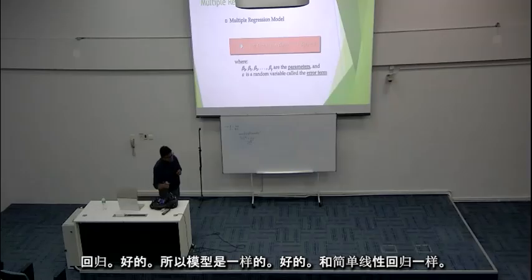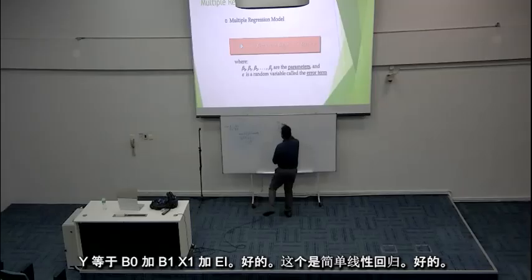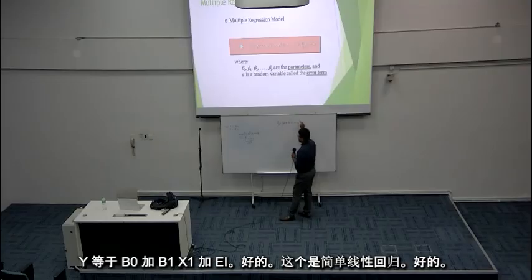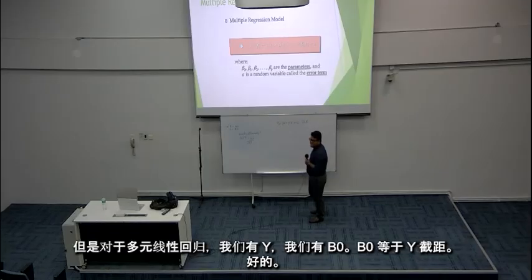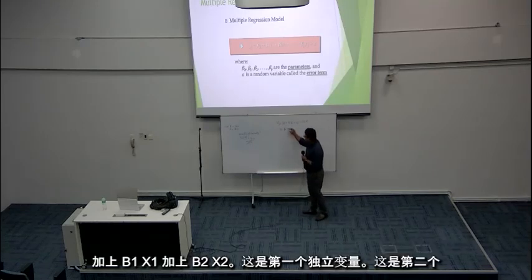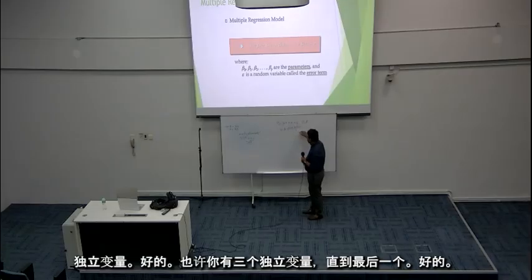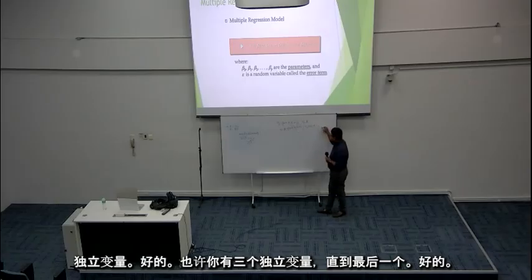The model will be the same as the simple linear regression. Y is equal to B0 plus B1 X1 plus epsilon i. This one is for the simple linear regression. But for the multiple linear regression, we have Y, and B0 is equal to the Y-intercept, plus B1 X1 plus B2 X2. This is the first independent variable, this is the second independent variable. Maybe you have 3 independent variables, until the last one.